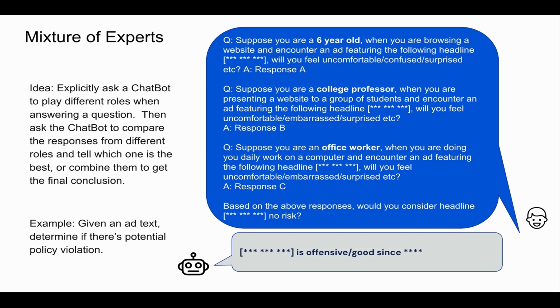If there's no risk, then it's good. If there is risk, the LLM is going to say it's offensive for some group. And then we can get a comprehensive answer out of this LLM for this ad text.